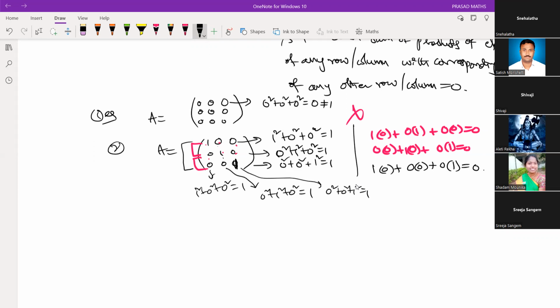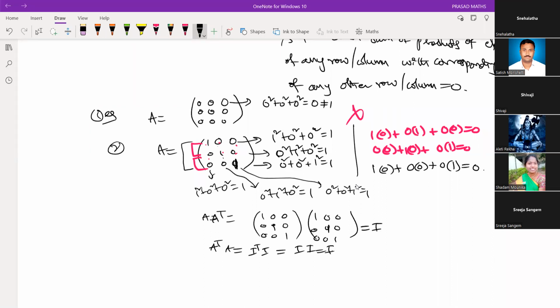Or else you can check A into A transpose equals I. It's also trivial. You can check it. What you do is calculate A into A transpose. This is a long procedure. So suppose you take A into A transpose: the rows 1, 0, 0, then 0, 1, 0, then 0, 0, 1. What is A transpose? The same identity matrix. Identity matrix into identity matrix gives you the identity matrix. Similarly, A transpose into A means I transpose into I, which is nothing but I into I, equal to I. So this is also another method. But this is a very easy method.